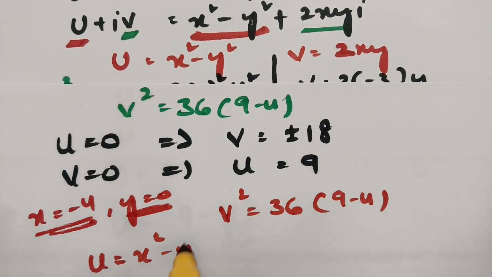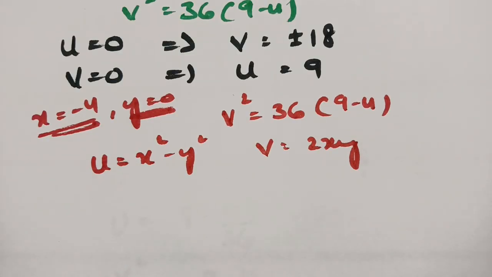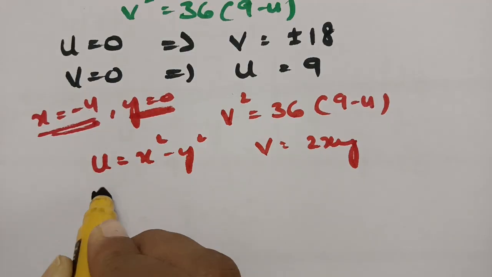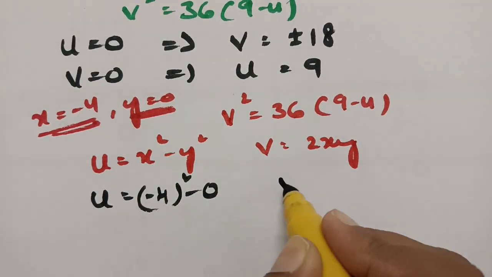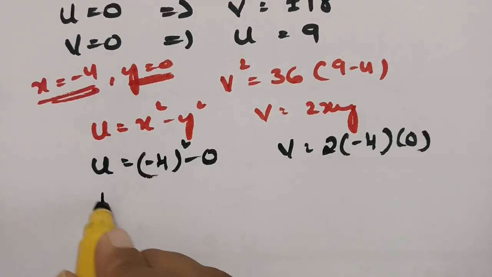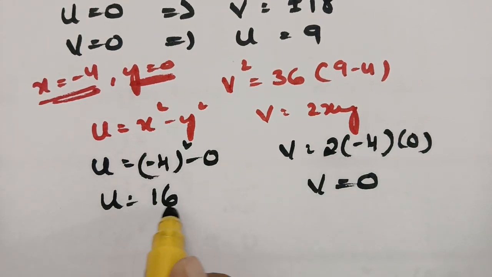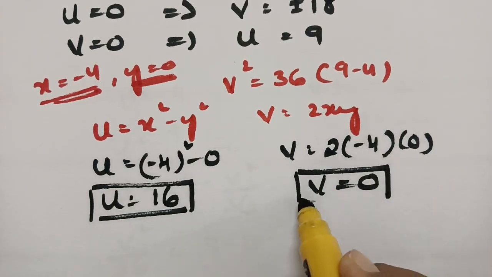So this is x square minus y square, and the imaginary part is 2xy. In this, if I keep x is equal to minus 4 and see what happens here. So u value is going to become minus 4 whole square minus 0, and v is going to become minus 4 into 0. So u is going to become 16 and v is going to become 0. So u value we got as 16 and v value as 0.